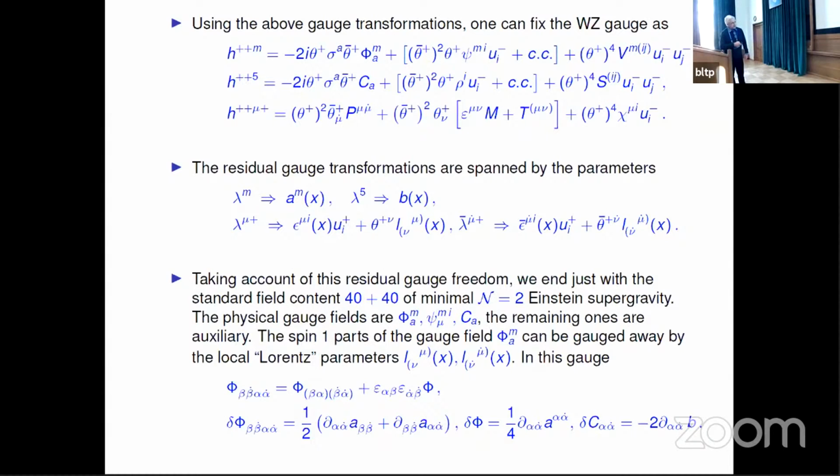And on these fields, at the linearized level, you have the following transformations for phi, and of course for C, which is just a vector field, the abelian vector gauge field, which is shifted by the gradient of this parameter B.